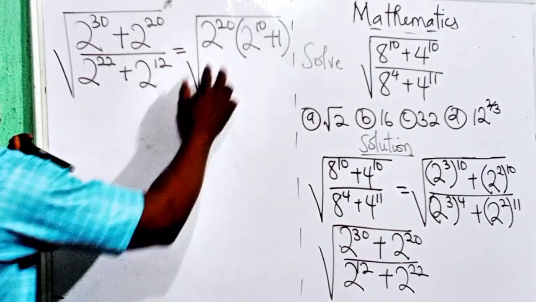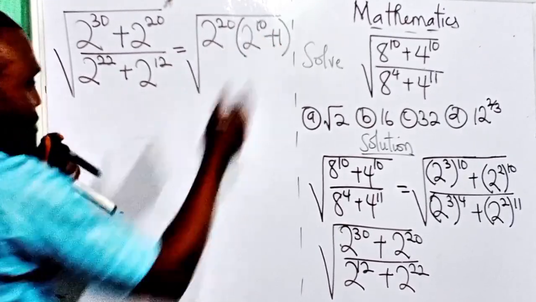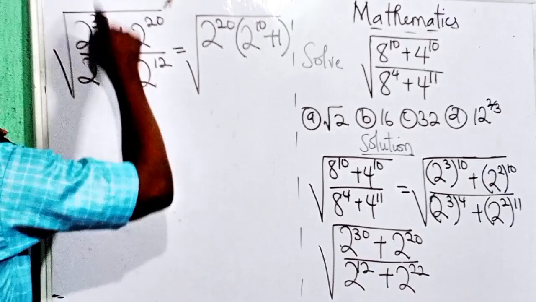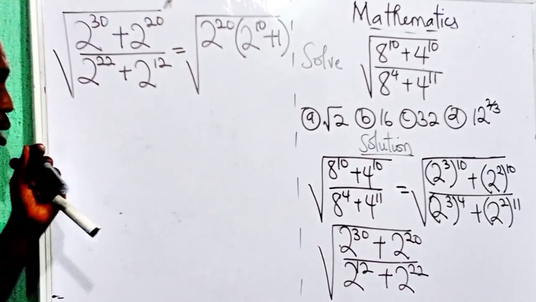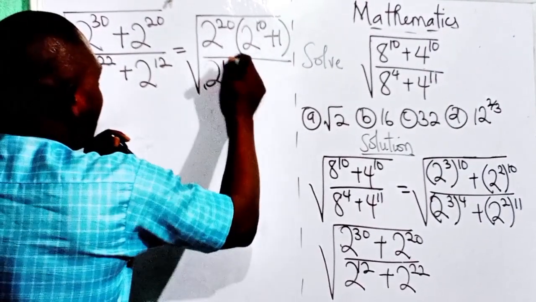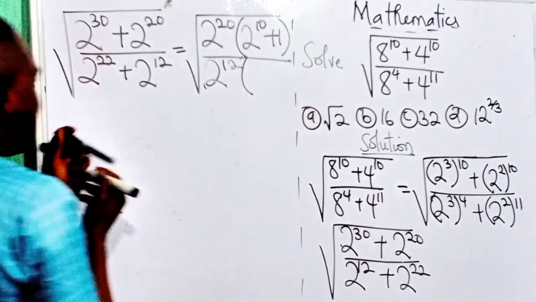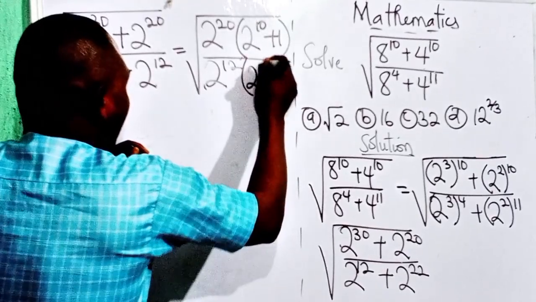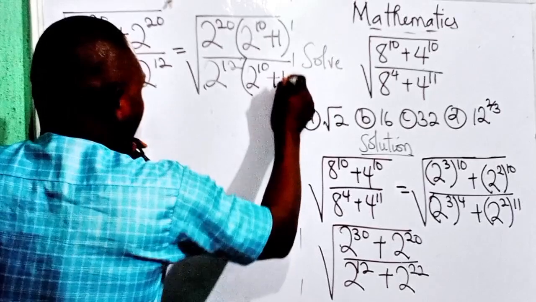Now if you decide to expand this, 2 to the power of 20 times 2 raised to the power of 10, from indices, all right, 10 plus 20 will give you 30. Then 2 to the power of 20 times 1 will give you 2 raised to the power of 20. Common here and here, 2 raised to the power of 12 is common. Am I communicating? Now I will open the bracket. What is left here is 2 raised to the power of 10. Okay, then plus 1.